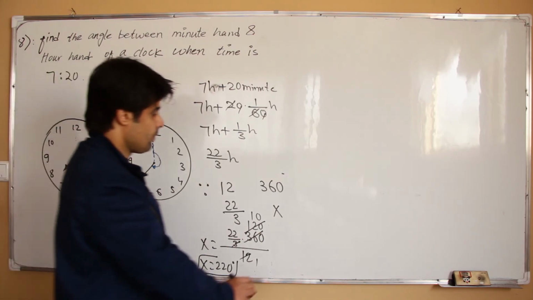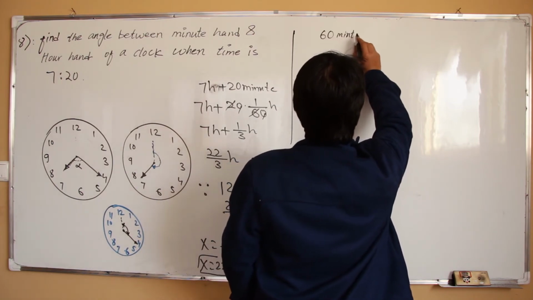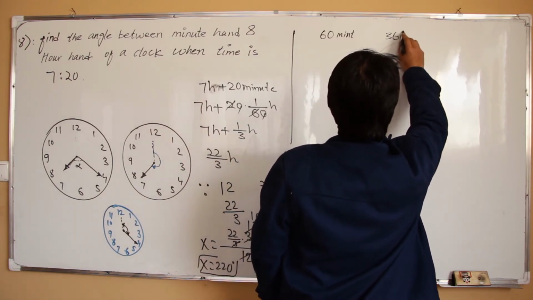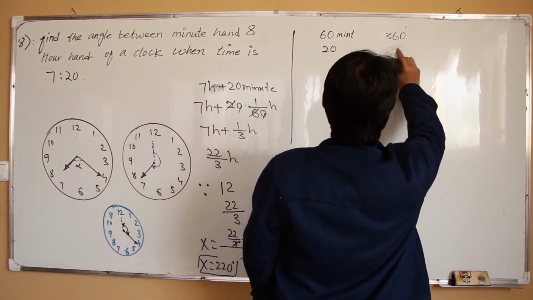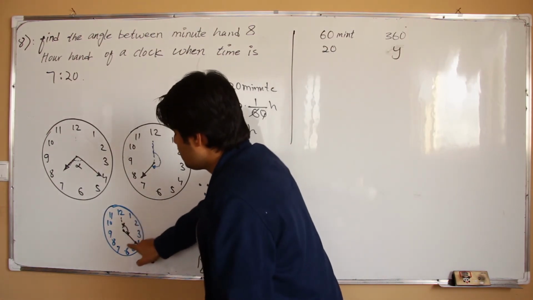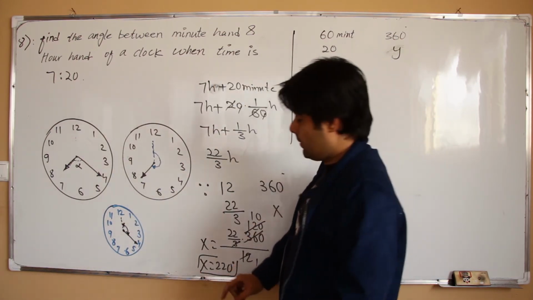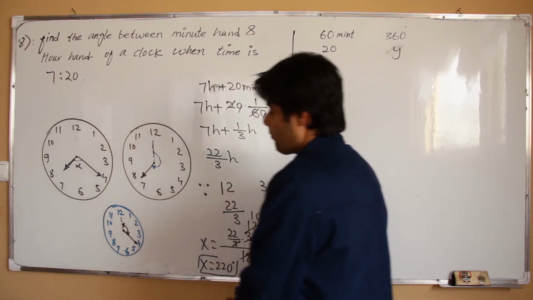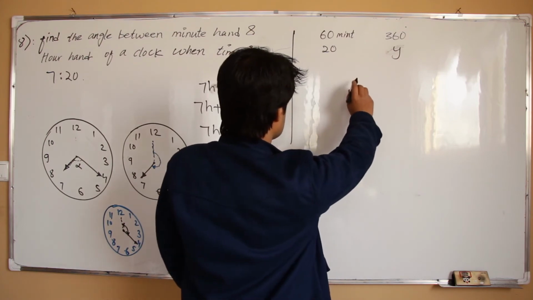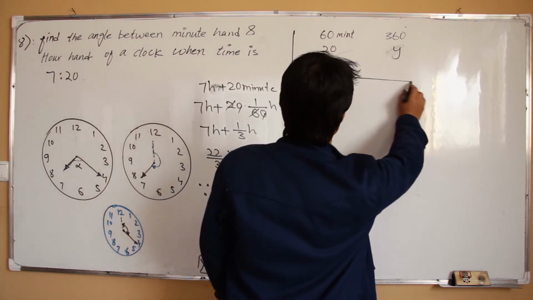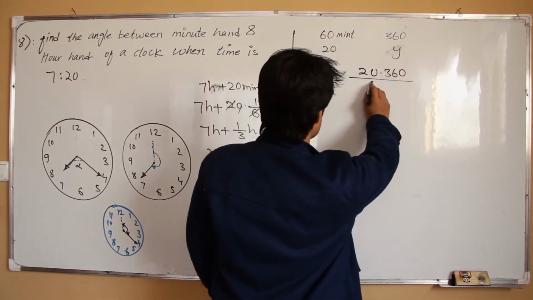First, we know that in 60 minutes it moves 360 degrees. In 20 minutes it is y. In 60 minutes, it means in one revolution it moves 360 degrees. In 20 minutes, how far does it move? It is y in 20 minutes. Now solve this one for y. Y is what? Y is 20 times 360 divided by 60.